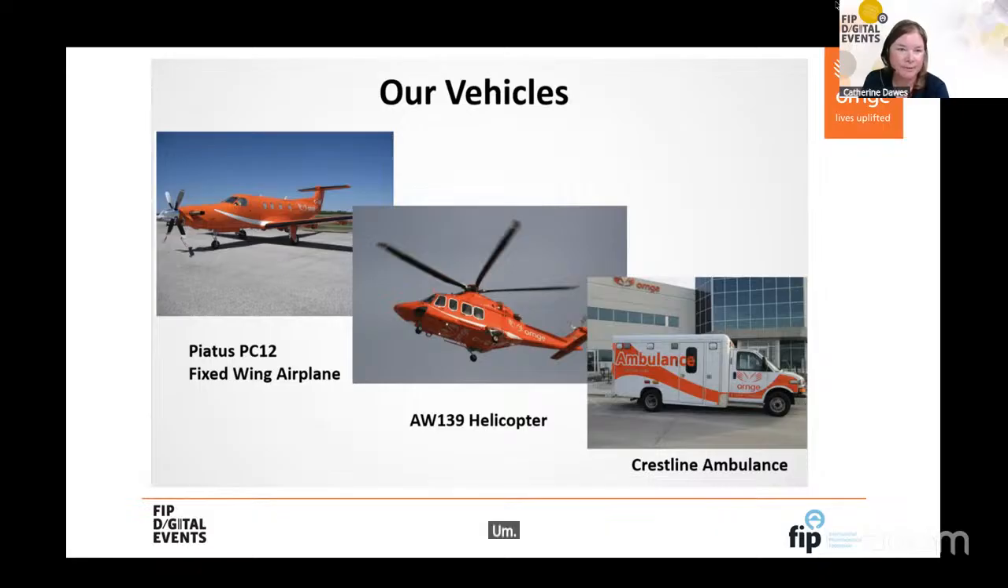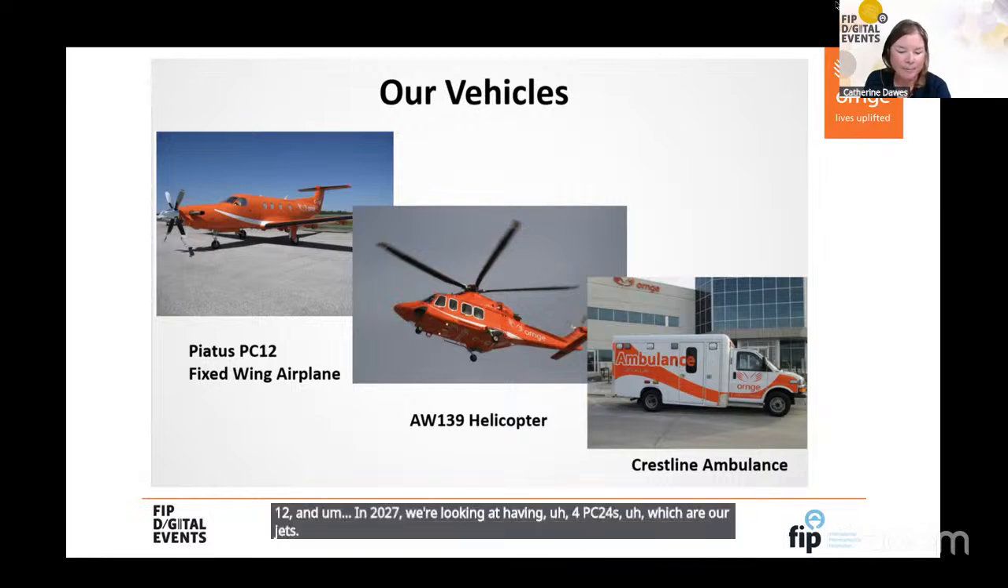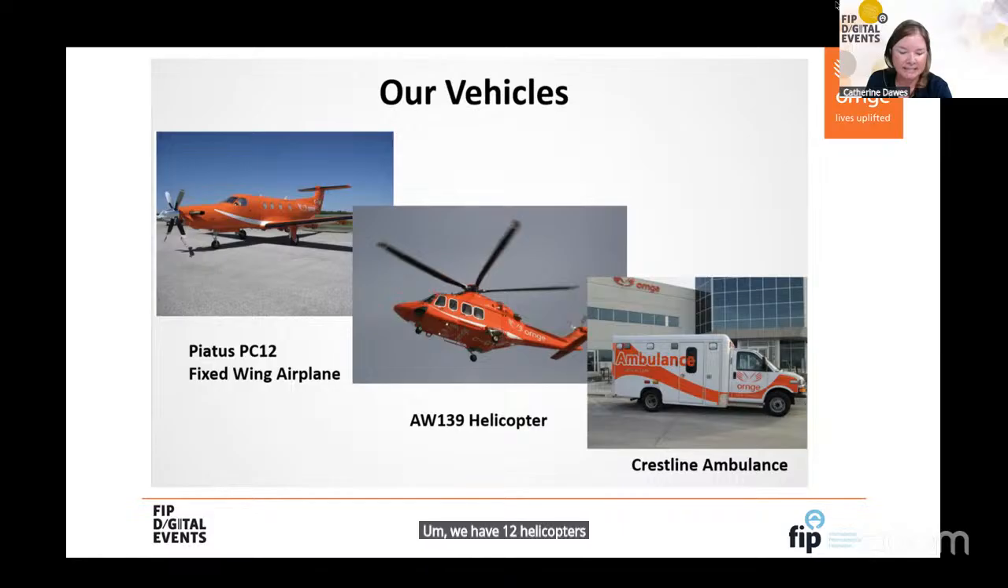Our vehicles, so our assets, we have currently right now 8 fixed wing, so airplanes. By 2026, we'll be growing that to 12. And in 2027, we're looking at having 4 PC-24s, which are our jets. We have 12 helicopters in our fleet, and we have 25 land ambulances located across the province at all of our bases.